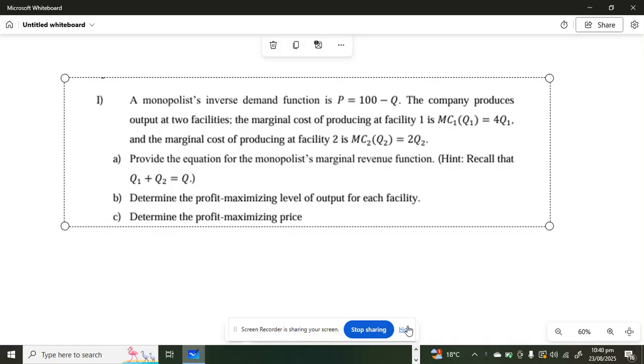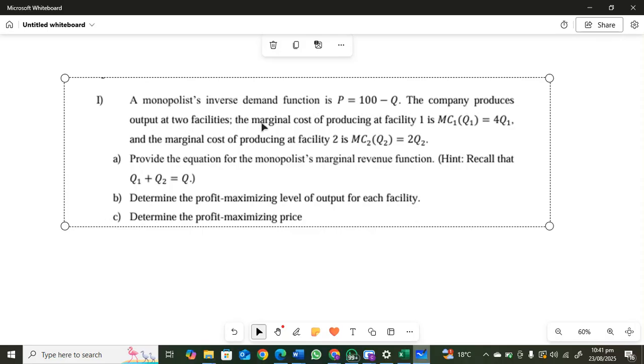Okay, so we have this question here. It says a monopoly's inverse demand function is P equals 100 minus Q. The company produces output at two facilities. The marginal cost of producing at facility 1 is MC1(Q1) equals 4Q1. The marginal cost of producing at facility 2 is MC2(Q2), which goes 2Q2. A. Provide the equation for the monopoly's marginal revenue function. Hint, recall that Q1 plus Q2 equals Q.